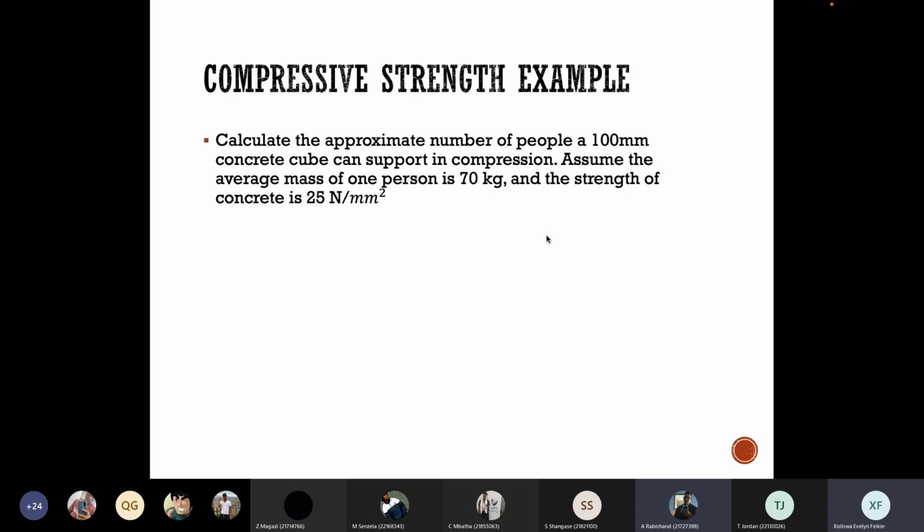Okay. I feel that if you do the calculation, even if you convert your 70 kgs to newtons, you can still get your answer of how many people. I'm also getting 364 people. 364. Okay, I understand now. Thank you.